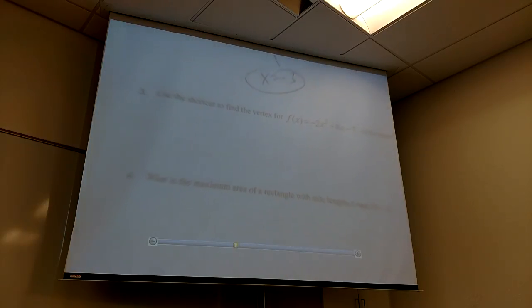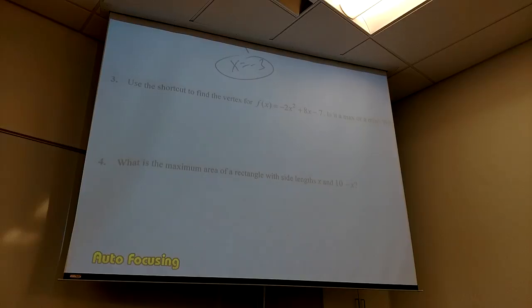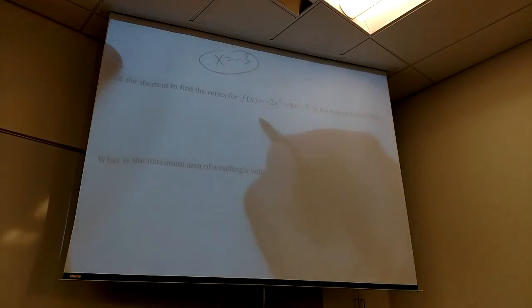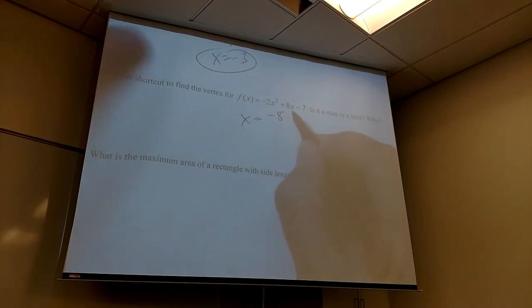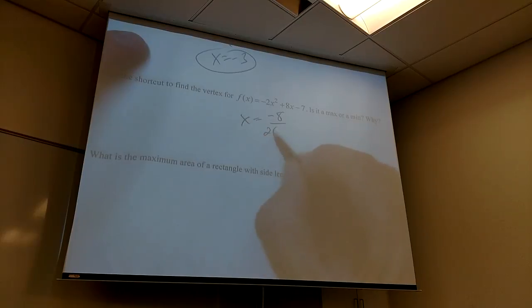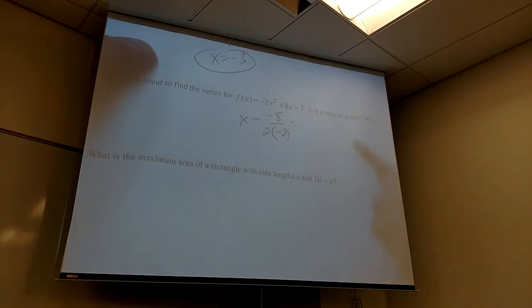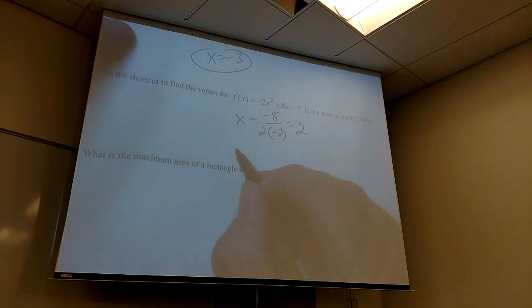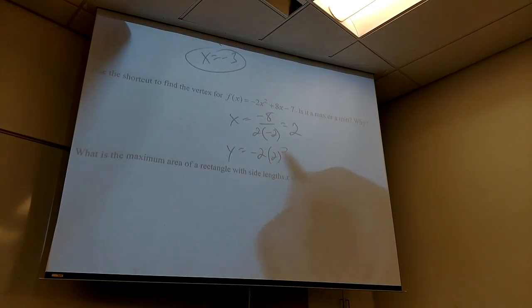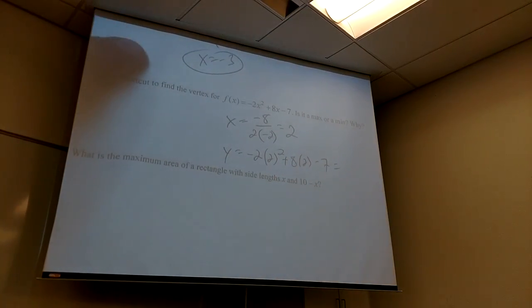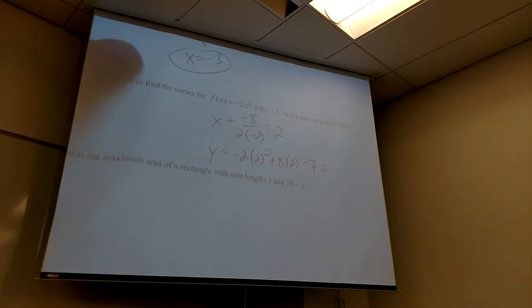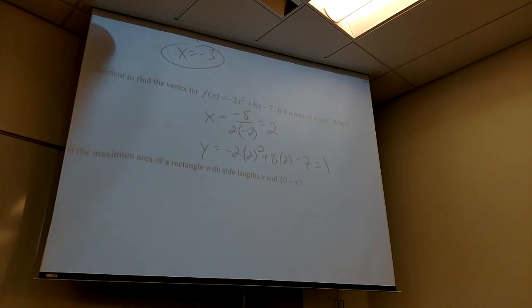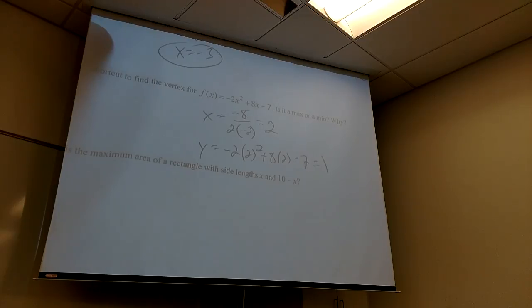So when I reference the shortcut for the vertex, I mean what? Yeah, negative b over 2a. Love it. So what is b? 8. It's always the number in front of the x. And what's a? Negative 2. So I end up with 2. And then to find the y value, I just plug that back in. Negative 1? Is that right? Sounds like it, John. Yeah.